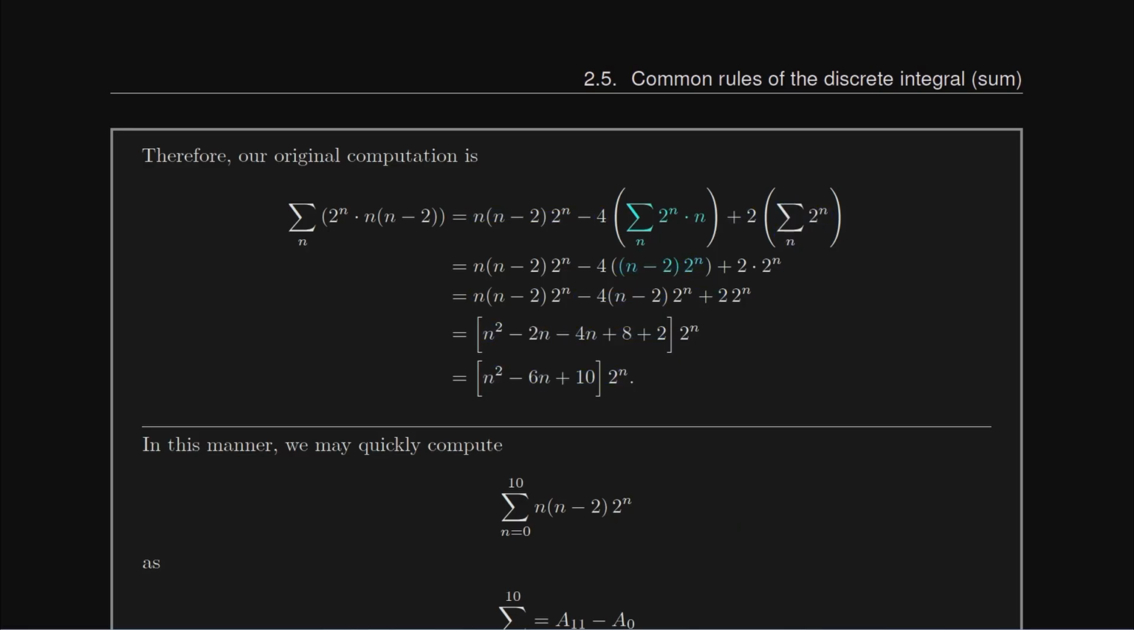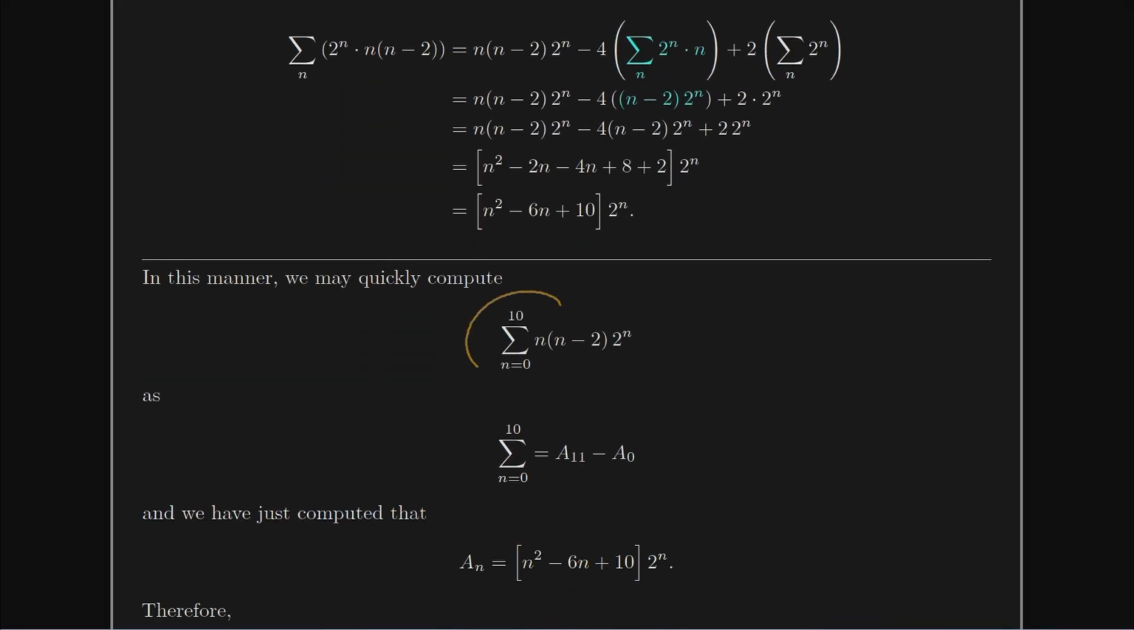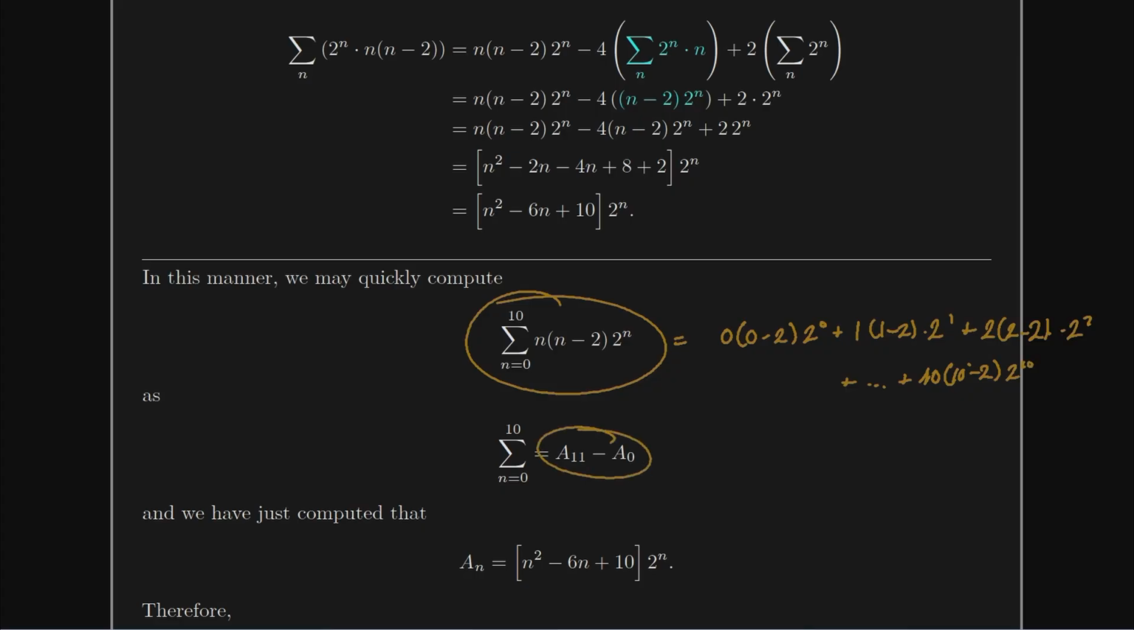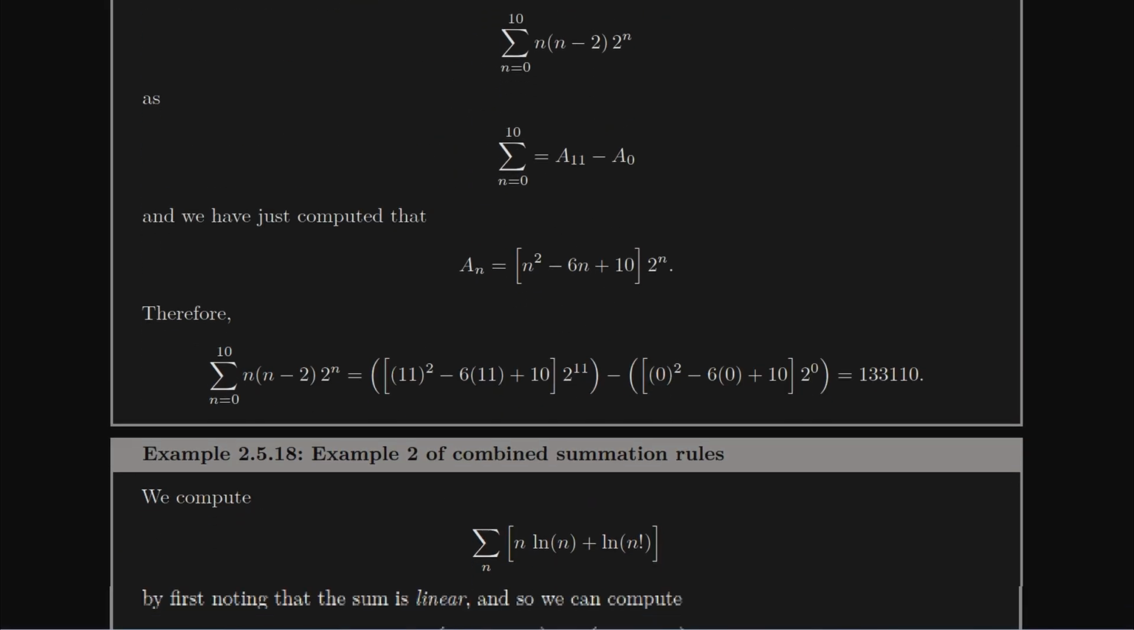Now, why is this important? Well, you could actually compute quite quickly something like the sum from n equals 0 to 10 of n times n minus 2 times 2 to the n, rather than having to write these out as 0 times 0 minus 2 times 2 to the 0, plus 1 times 1 minus 2 times 2 to the 1, plus 2 times 2 minus 2 times 2 to the 2, plus dot dot dot all the way out to 10 times 10 minus 2 times 2 to the 10th. You could compute it quite quickly as capital A11 minus capital A0, where capital A is given above. If we did that in this case, you end up with a very quick value of 133,110. Save yourself a lot of time by being able to use these summation rules.